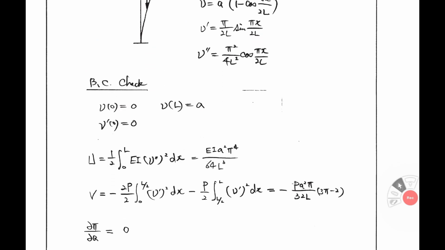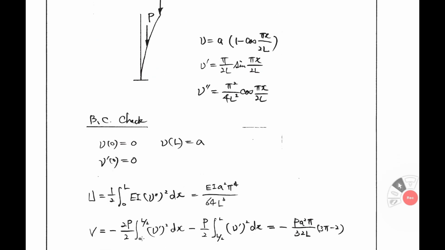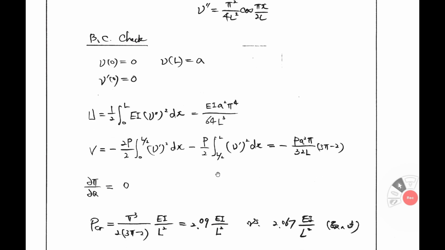You see here, from 0 to L over 2, this range, your P equals 2P, v prime squared dx, minus from L over 2 to the top, this range, your P equals P, v prime squared dx. Your v prime value is this one. You input this one here and take the integration. Then you will get this value. And then you get the strain energy and potential energy. If you add together, you can get the total energy.